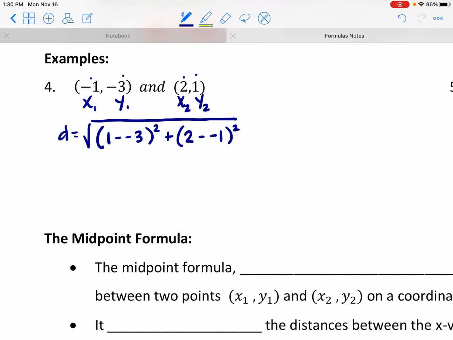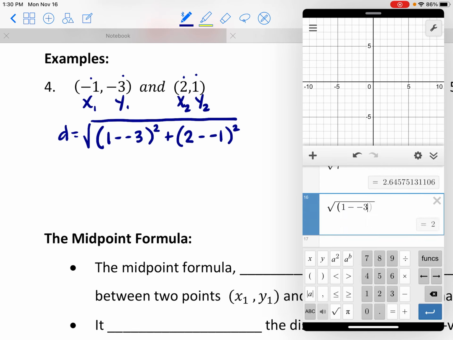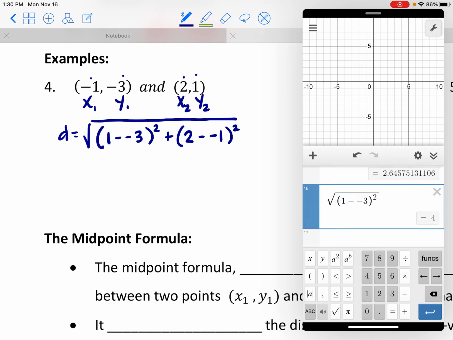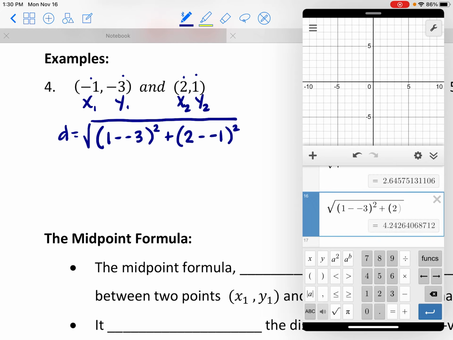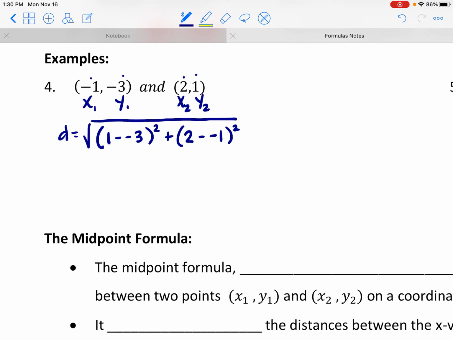And now from here, you technically could put the entire thing into your calculator. So square root of, we have 1 minus a negative 3 quantity squared plus parentheses 2 minus a negative 1 quantity squared. And as long as you get everything typed in there correctly, it's going to give you the exact answer of 5.